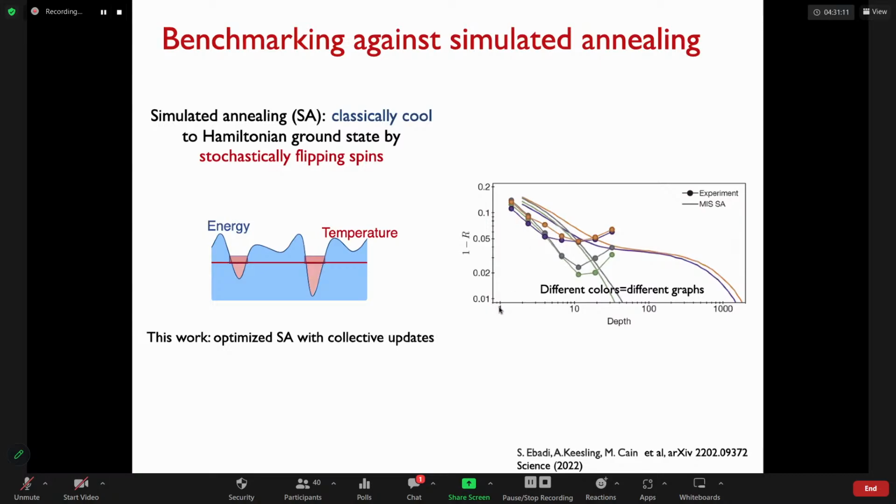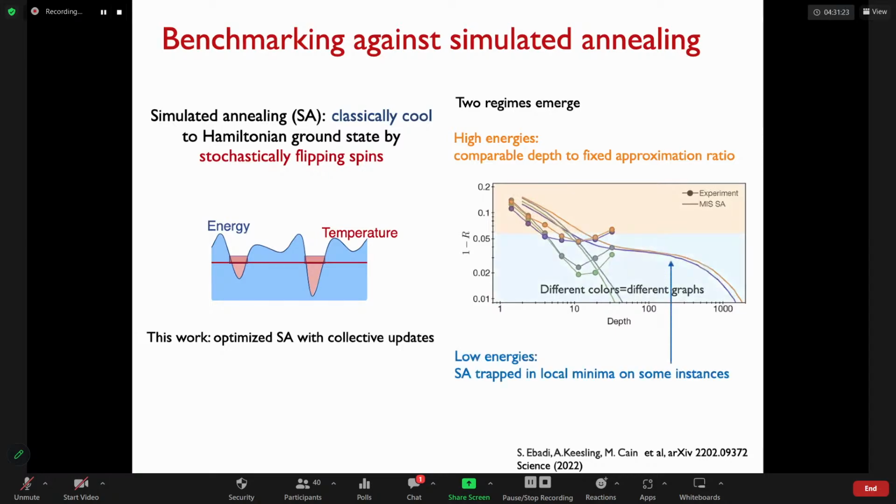There are clearly two regimes here. One is a high energy regime, where all these curves are more or less proportional to each other. But there is also a low energy regime, and here clearly something interesting happens. For some of these graphs, you see they approach a good approximation ratio, but then they get stuck classically and remain stuck for a long time. And the quantum machine can solve these graphs quite a bit faster.